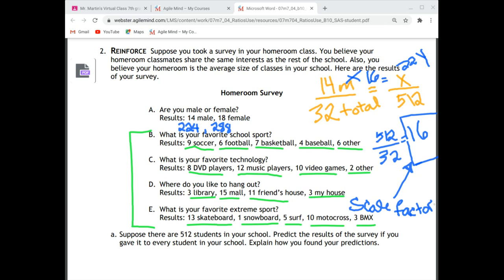All right, Asia, what'd you get for the 8 DVD players? I got 128. Okay. What'd you get for 12, for the music? How many would you predict? And how would you get your answer? I got 192 because 12 times 16 is 192. Good job.